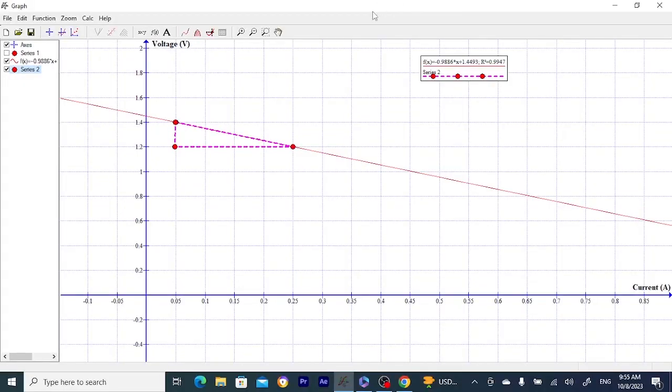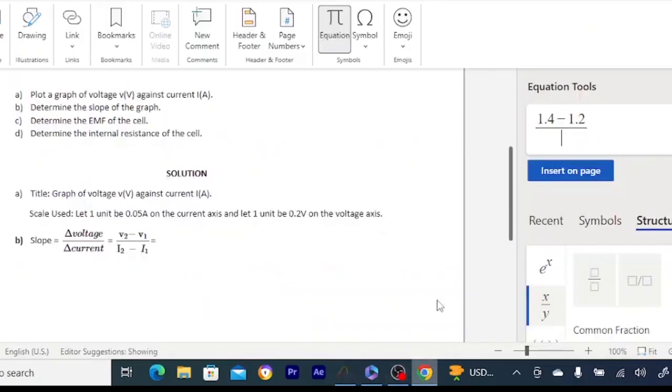For my I2, it becomes this part here, where this is coming down. So this part here is 0.05. So this becomes my I2, 0.05. My I1 becomes, from here, traces downward, I'm having 0.25. So I2 is this point here, 0.05, minus this point here, that's 0.25. So I'm having 0.05 minus 0.25.